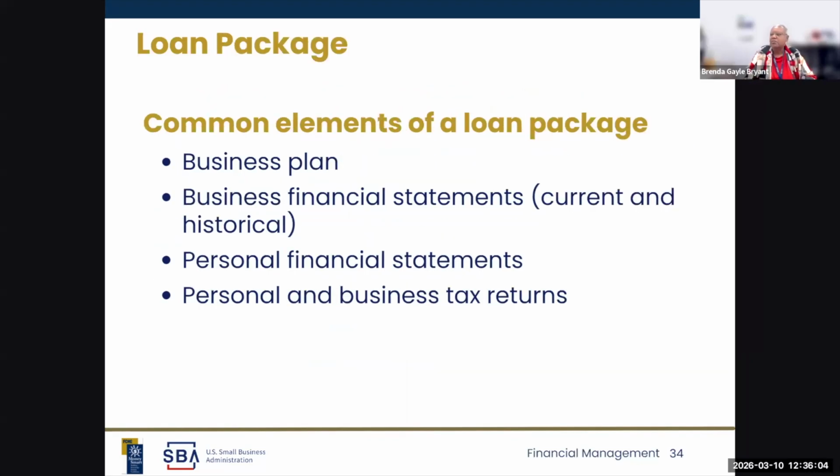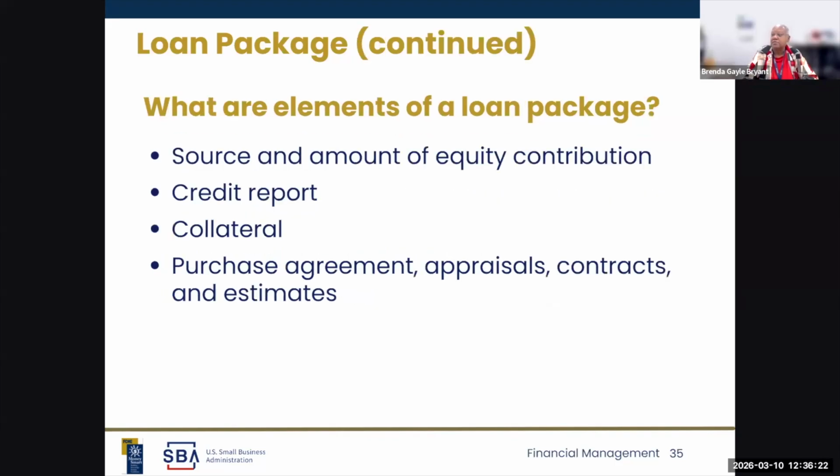So you want to have your business plan, you want to have your financial statements, you want to have your personal stuff because you don't have a business history yet, okay? And you want to have your personal and your business tax returns if you are to the point where you've had business tax returns. You want to source an amount of equity contribution. I have a $10,000 savings account. I'm putting that $10,000 up as equity contribution.